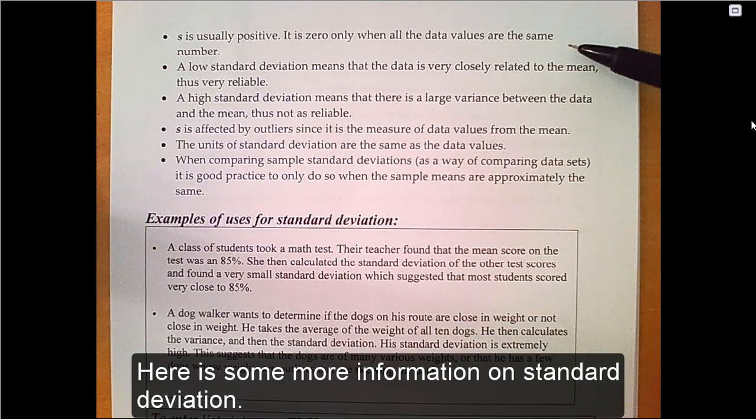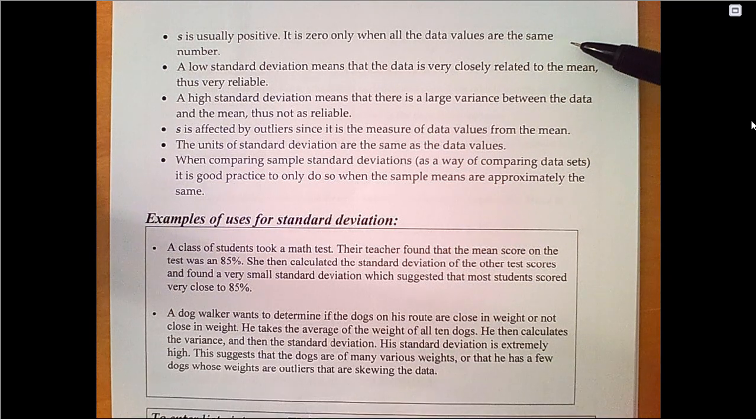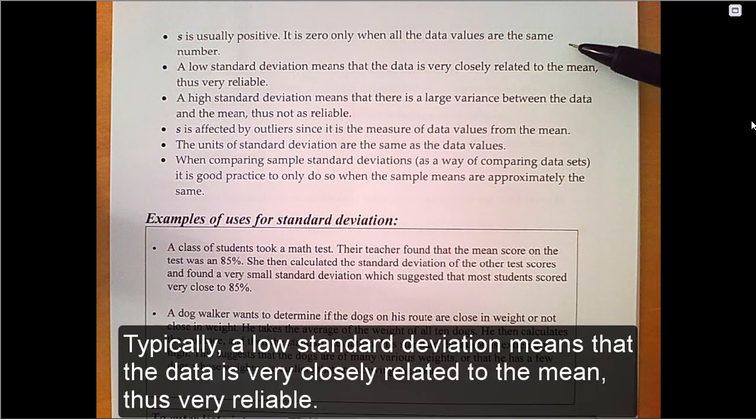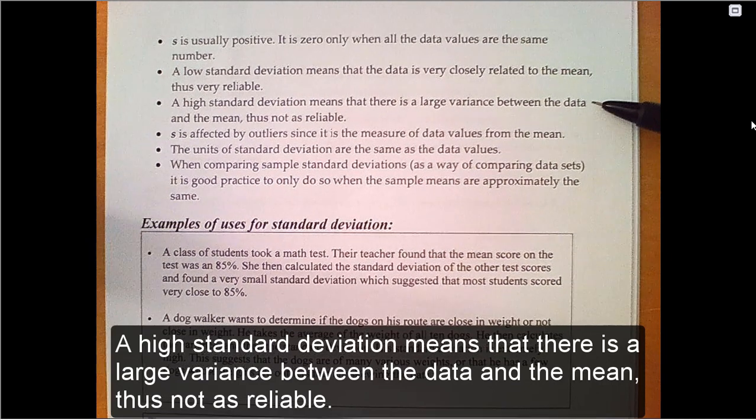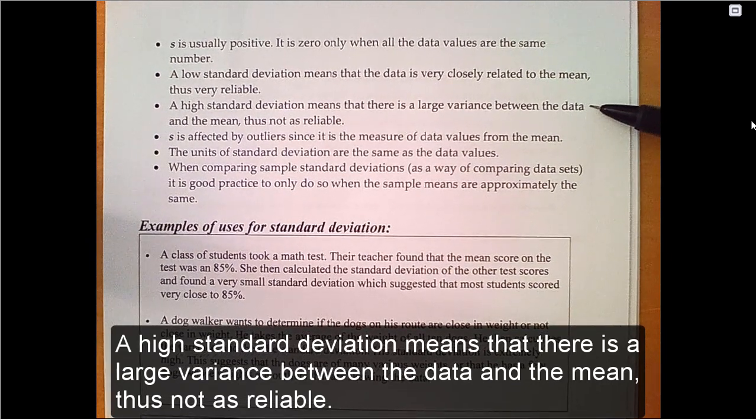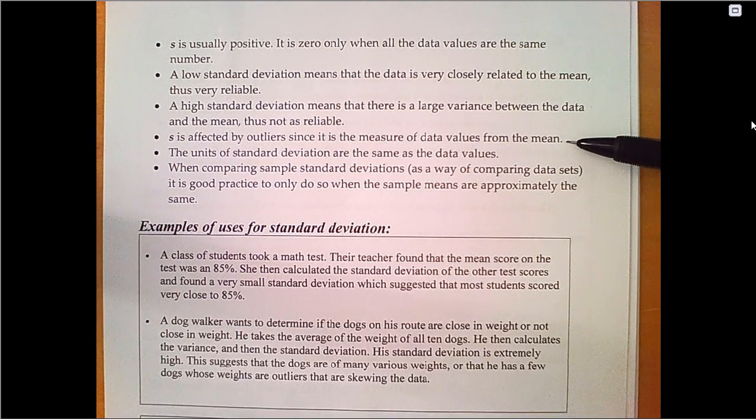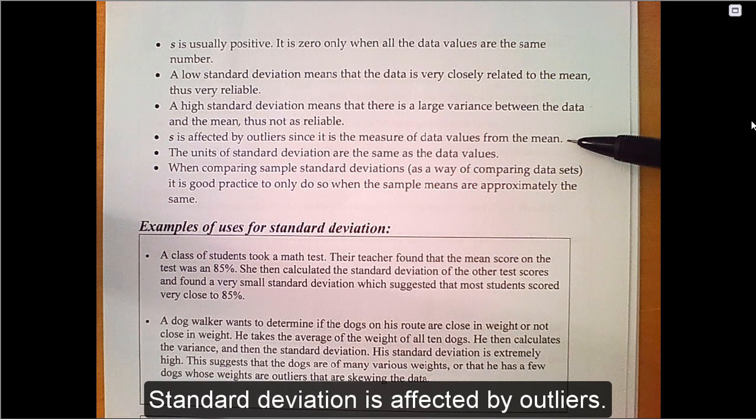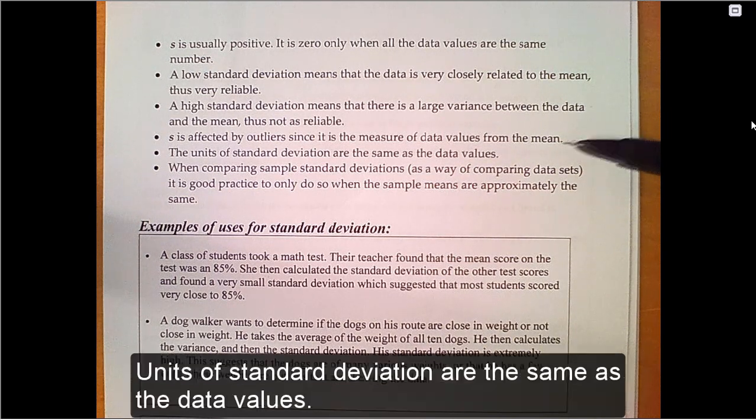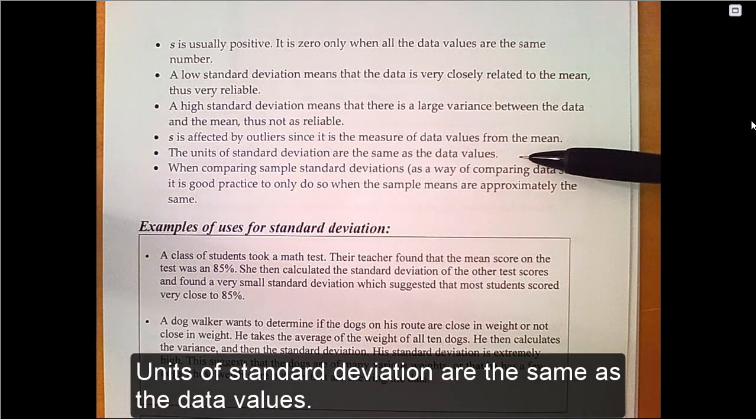Here's some more information on standard deviation. Typically, a low standard deviation means that the data is very closely related to the mean, thus very reliable. A high standard deviation means that there is a large variance between the data and the mean, thus not as reliable. Standard deviation is affected by outliers. Units of standard deviation are the same as the data values.